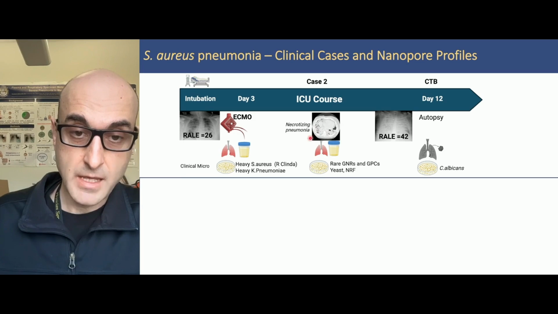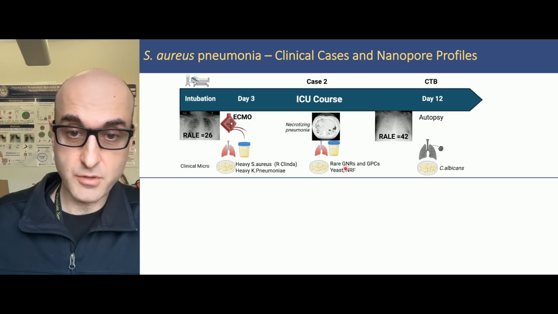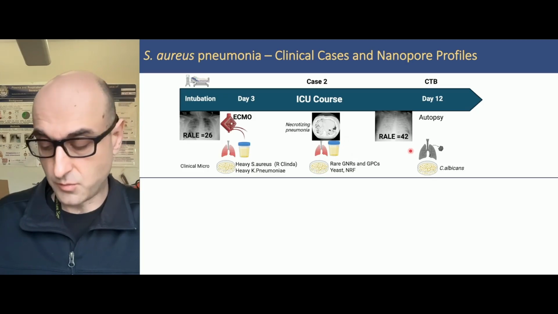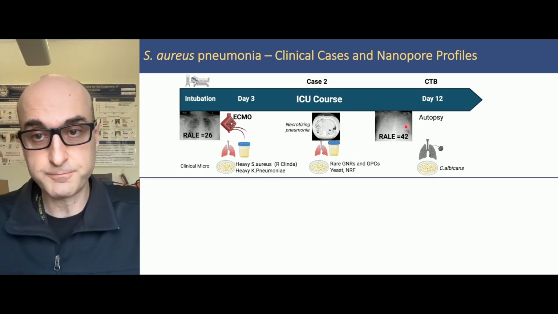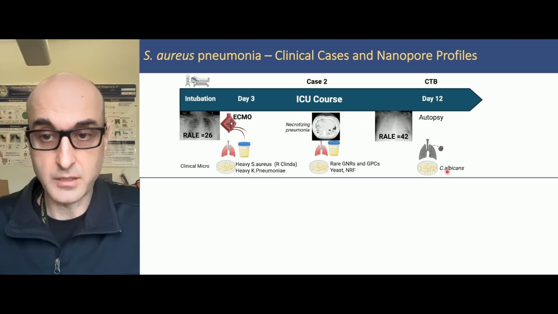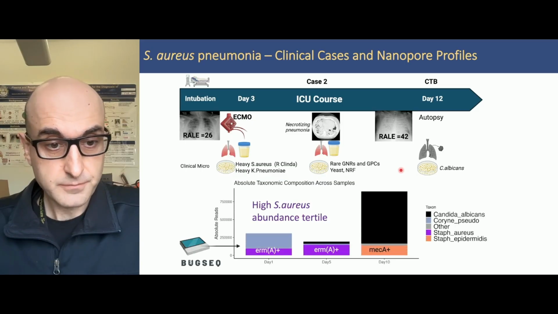A second bronchoscopy at the time showed only some rare gram-negative rods and gram-positive cocci, yeast, and normal flora. So the impression was that whatever was there was being killed and was not really causing more harm. Nonetheless, the patient succumbed to multi-organ dysfunction and severe necrotizing pneumonia with respiratory failure. And by day 12, an autopsy was performed that grew Candida albicans. Let's see what parallel metagenomics told us.